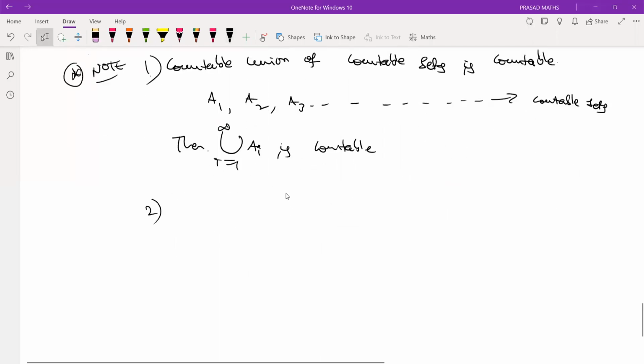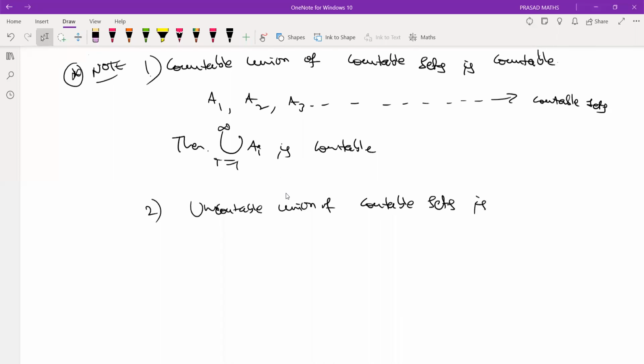Right? Next is, what about an uncountable union? An uncountable union of countable sets. Is it countable? No, sir. It need not be, right? Suppose you take singletons of R, or R is a rational number. Each singleton is a finite set. A finite set is always countable. OK, but you take the union over R. Q is countable, we'll see later.